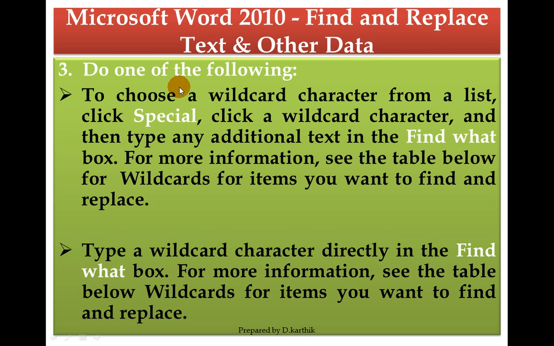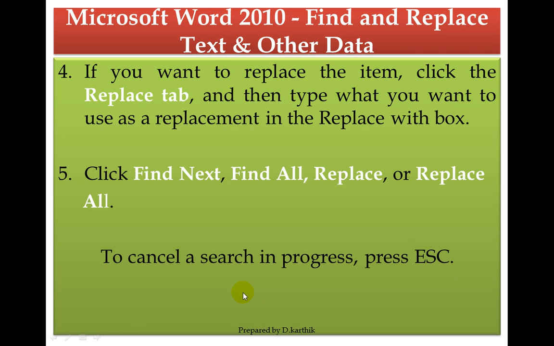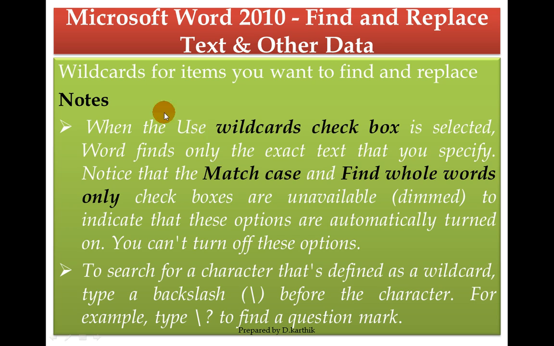And do one of the following. To choose a wildcard character from a list, click Special, click a wildcard character and then type any additional text in the Find what box. For more information, see the table below for wildcards. For items you want to find and replace, type a wildcard character directly in the Find what box. For more information, see the table below for the wildcards. Right, we'll see the table. If you want to replace the item, click, and wildcard we will see.